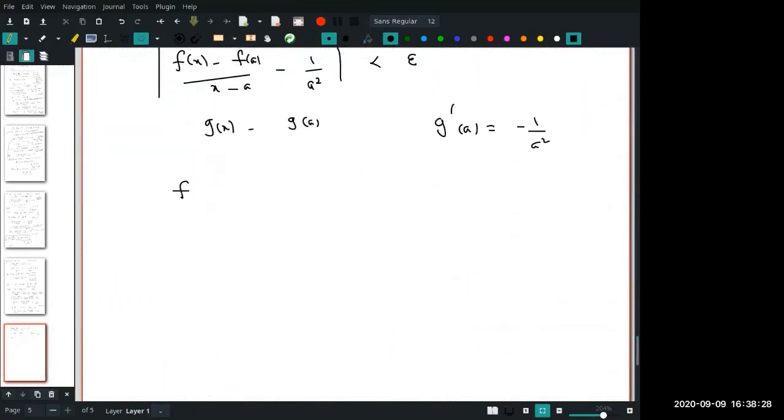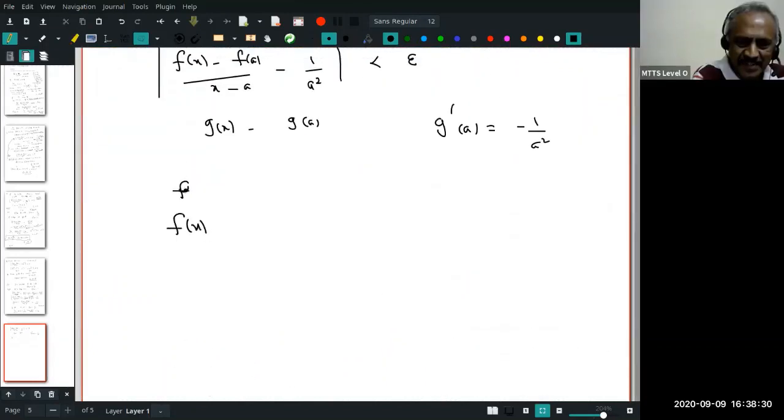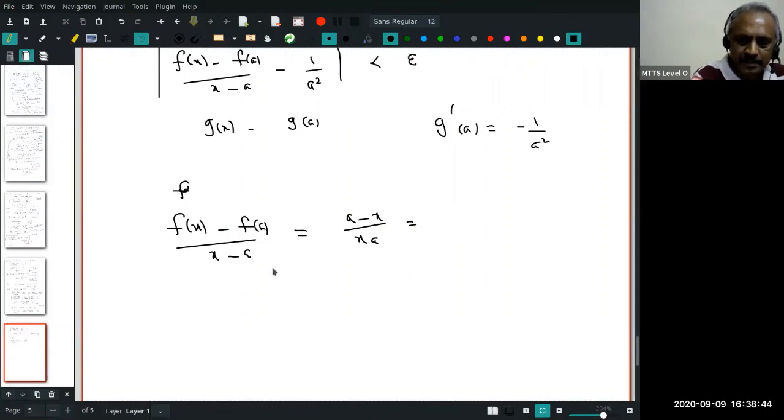Yeah, you are right. See, what I want is fx minus fa by x minus a. Right? That is going to be a minus x by xa. Modulus comes later, but this is what I want. Therefore, this is going to be this. You are right. Thank you very much.